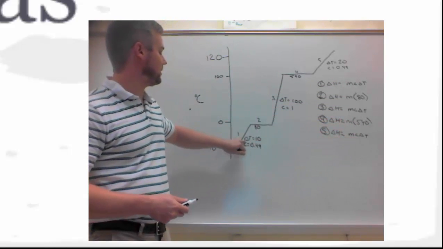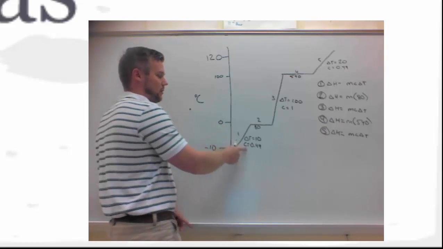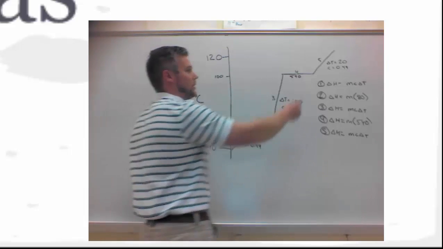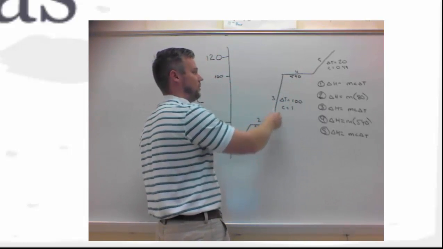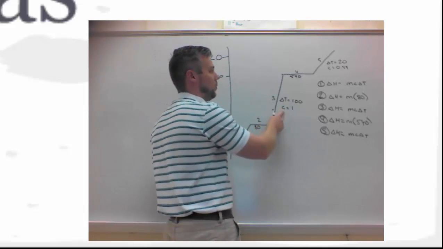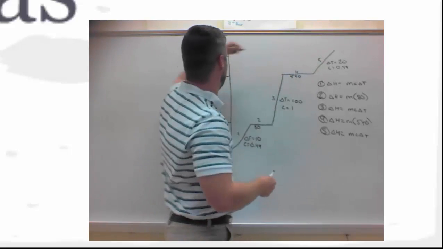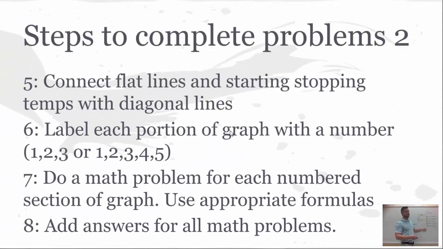And then we filled in delta T, taking 0 and 10, the difference there is 10. And we just know that C, the constant value for ice, is 0.49. Delta T in phase 3 of our graph is 100 because we started at 0, went up to 100. Subtract the 2 values. C is equal to 1. And then delta T for 5 is 20. 120 and 100, the difference is 20. C value there is 0.49.